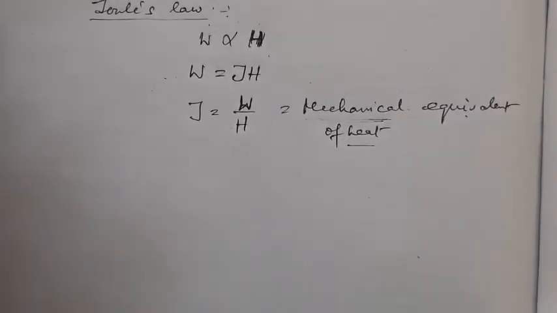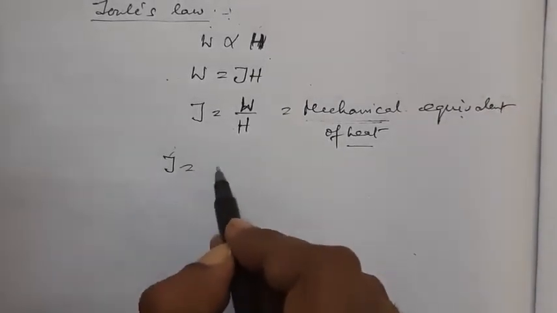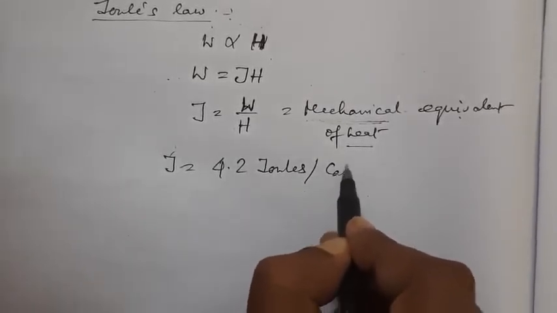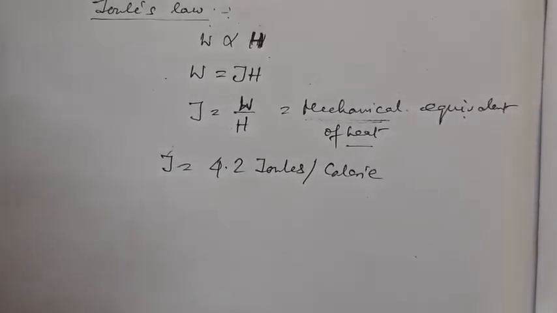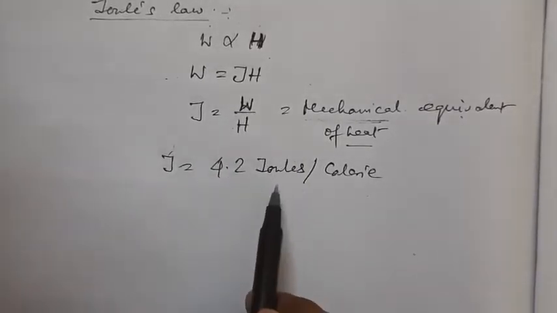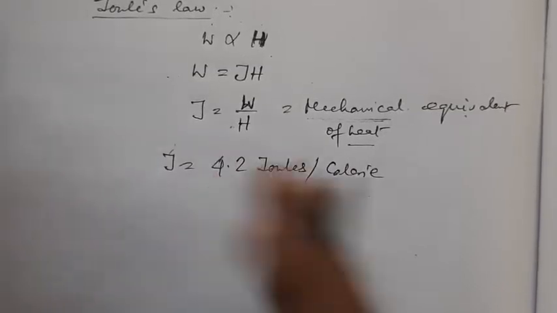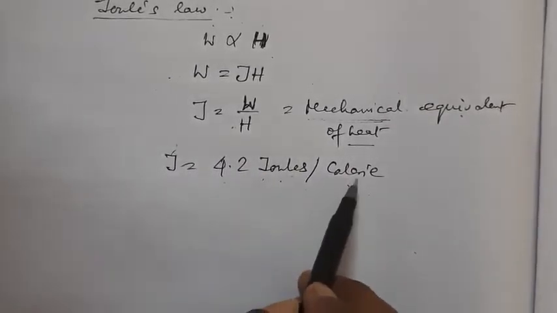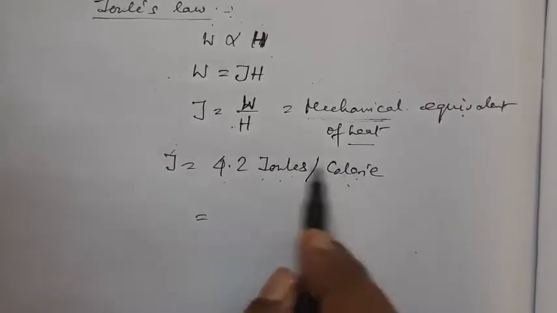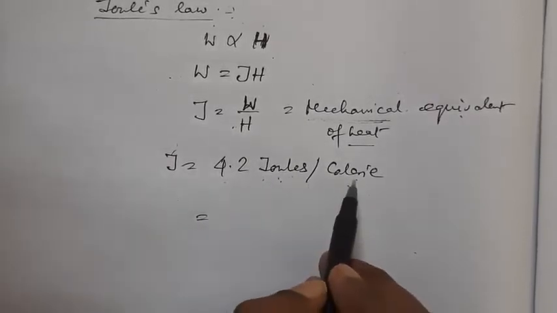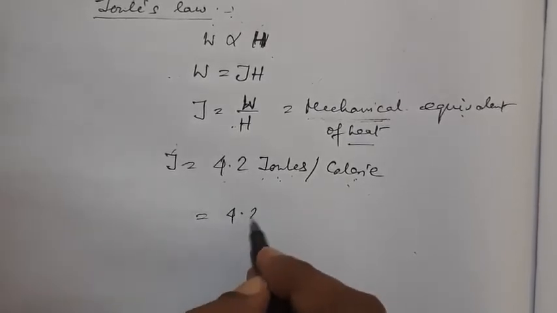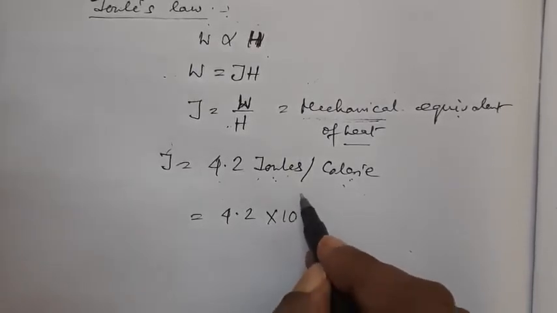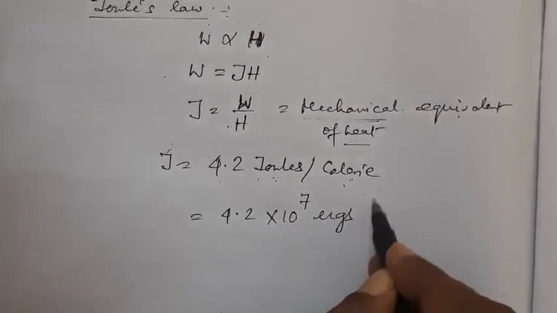Now the value of the mechanical equivalent you can state here as 4.2 joules per calorie. Now, why joules per calorie? Because work is measured in joules and H we standardly take in calories. So 4.2 joules per calorie. Now, if we take both quantities in the CGS unit, this is the SI unit, this is the CGS unit of heat, then we have to convert joules to ergs. So 4.2 times 10 to the power 7 ergs per calorie.